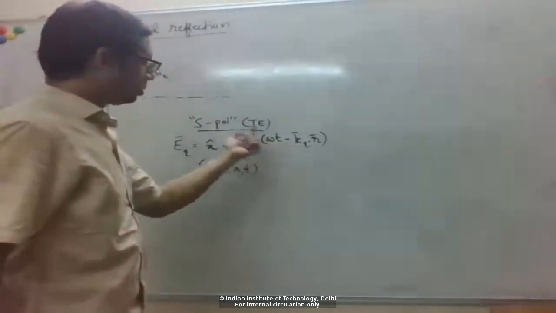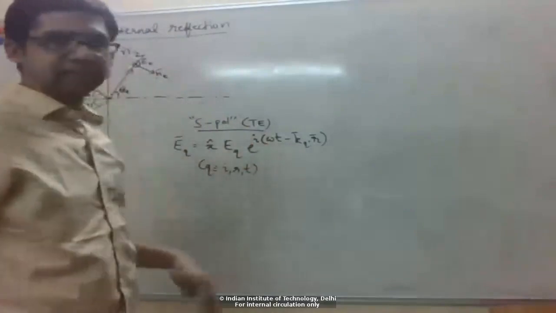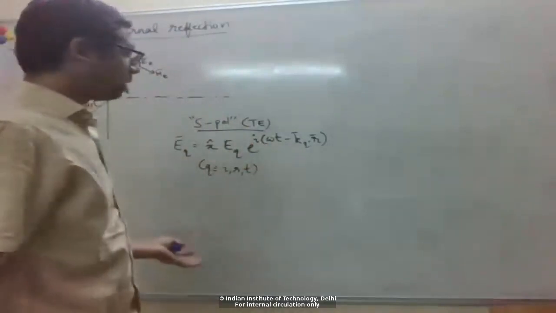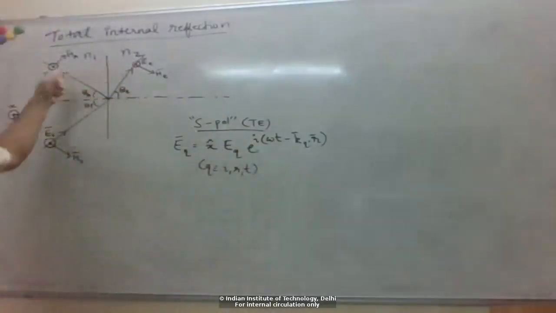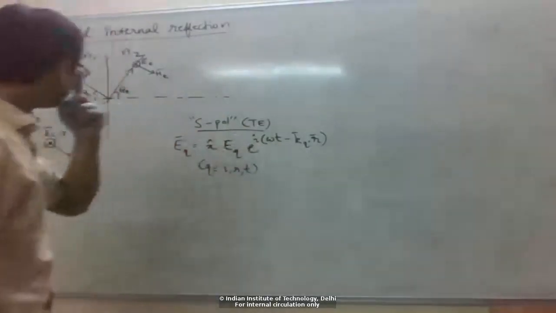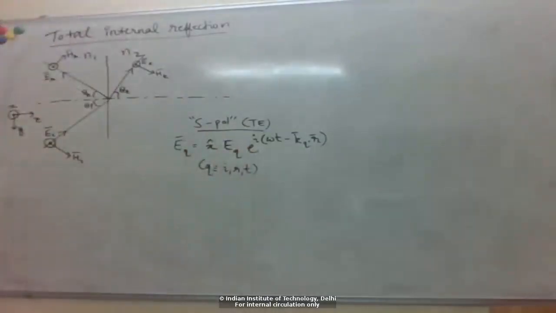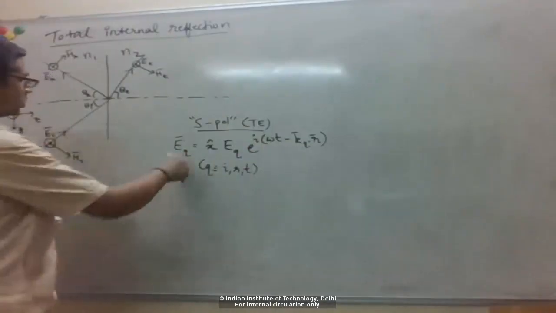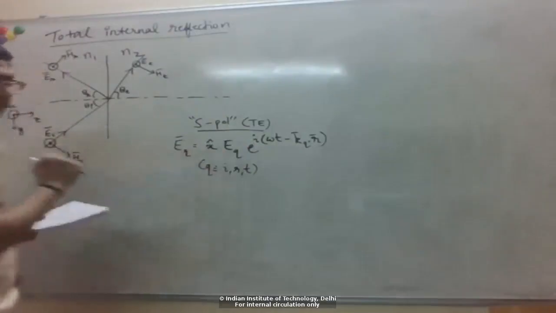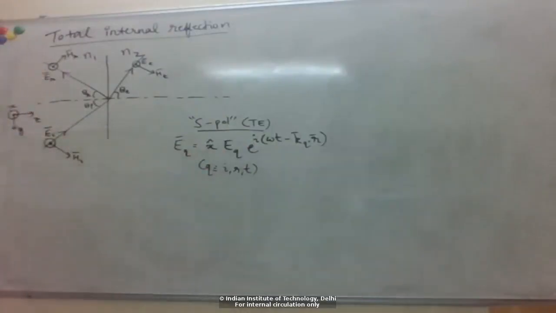Again, these boundary conditions have to be matched for all times and all points here, so the frequency of all these waves will be the same, of course. And then the H we can find by just taking k cross E, as we discussed last time.